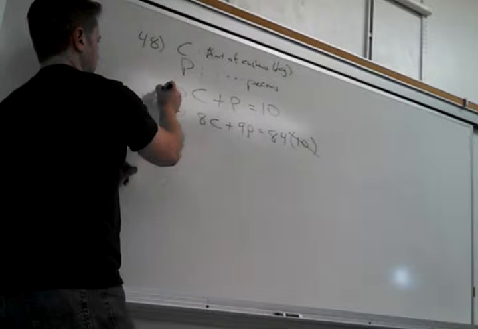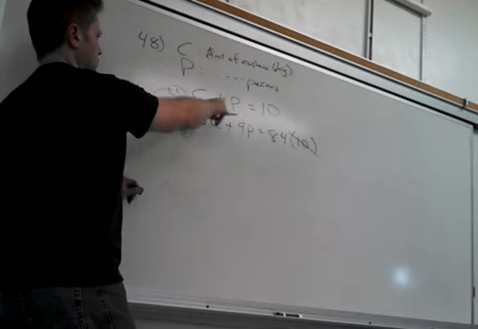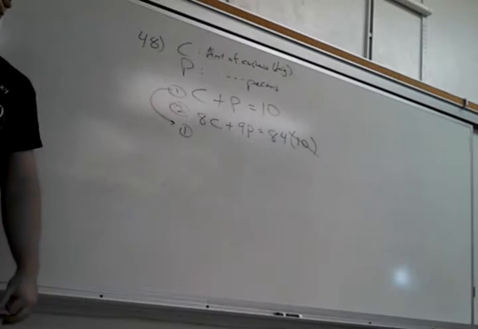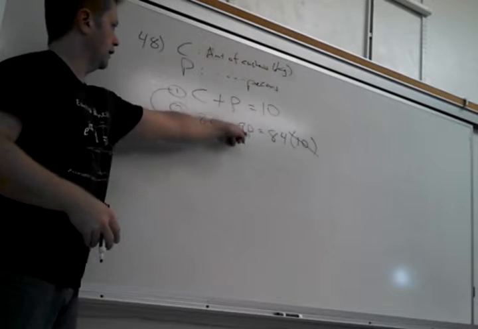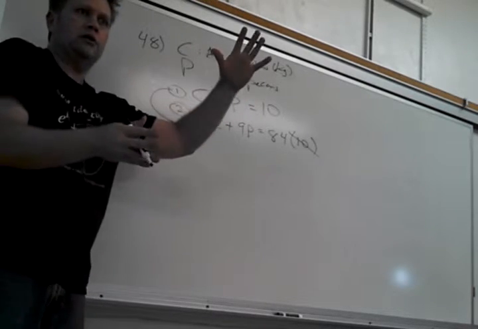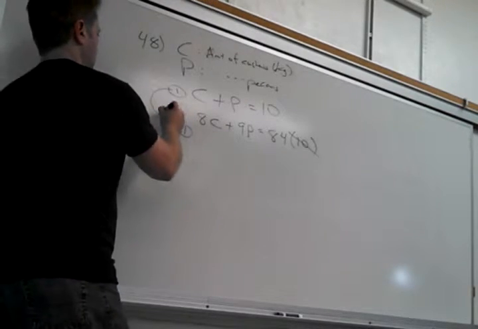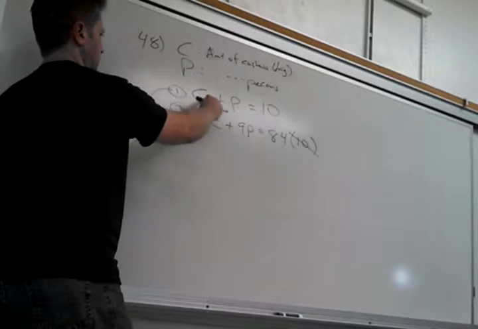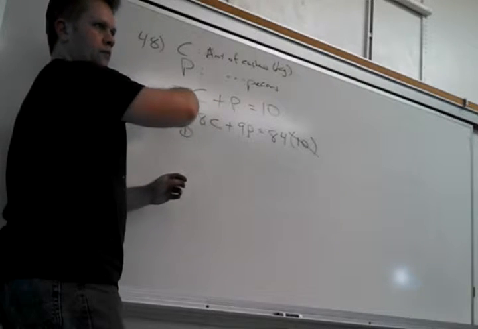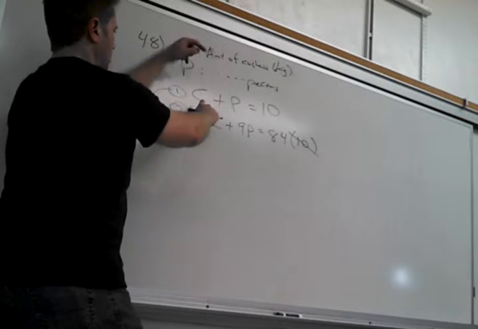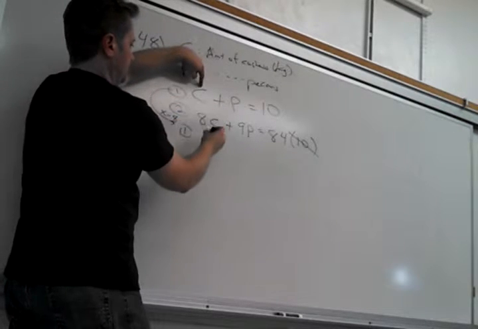So what can I do? If I want to use elimination, what can I do with the first equation? I love it. You can do -8 or -9. Kill either one. If we want to kill the cashews, multiply by -8. So these end up canceling, right? So then for the first equation, what do you get?